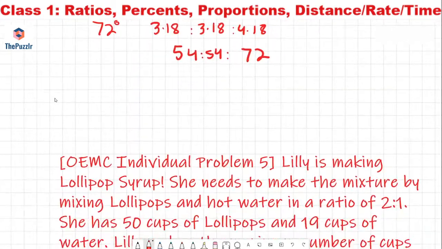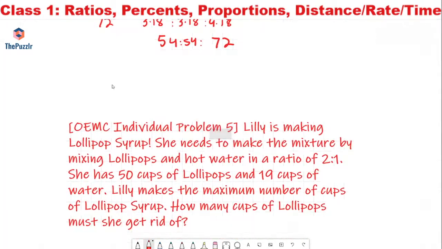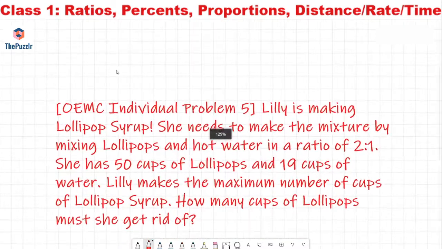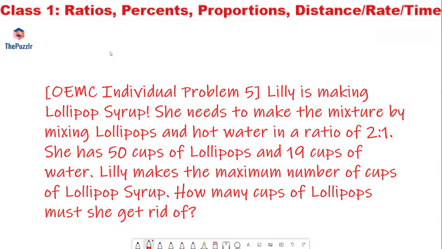Okay. Now I'm going to take a break from AMC 8. Let's look at a problem from the OEMC. Lily is making lollipop syrup. She needs to make the mixture by mixing lollipops and hot water in a ratio of 2 to 1. She has 50 cups of lollipops and 19 cups of water. Lily makes the maximum number of cups of lollipop syrup. How many cups of lollipops must she get rid of? Try this problem on your own. Write your answer in the chat with an explanation if you want.